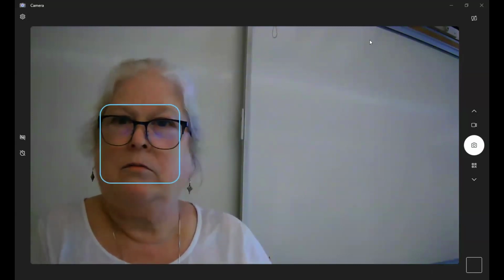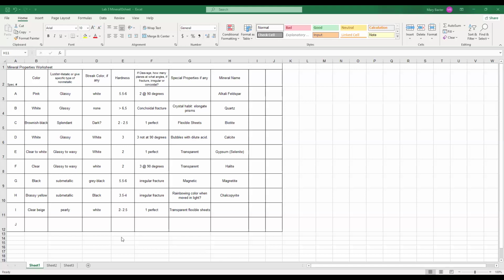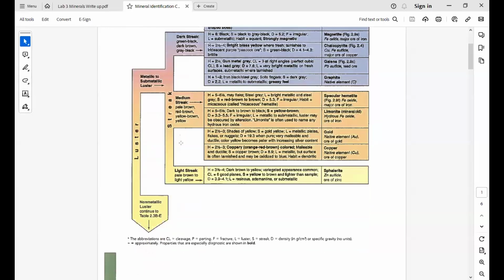So let me go out of this, go over to the actual chart. Clear beige, you can put clear, pearly luster, white streak, 2 to 2.5, 1 perfect, transparent, flexible sheets. What do we call this? Go over to our mineral ID charts.